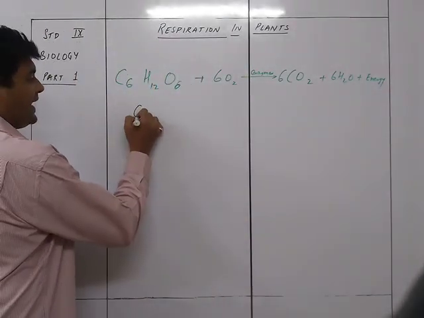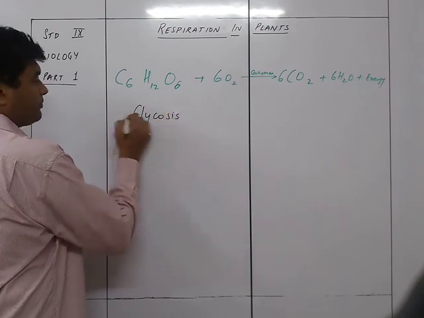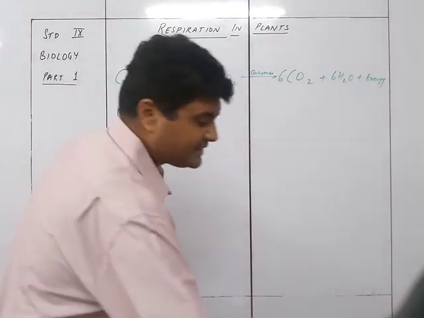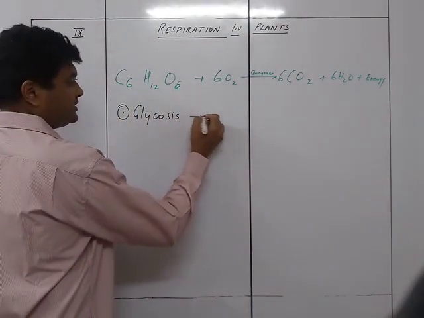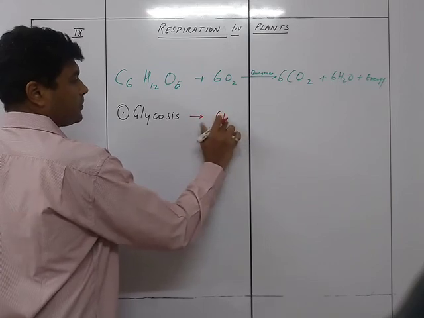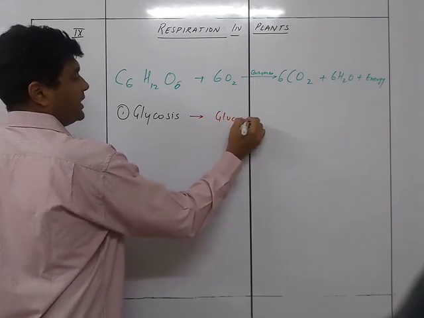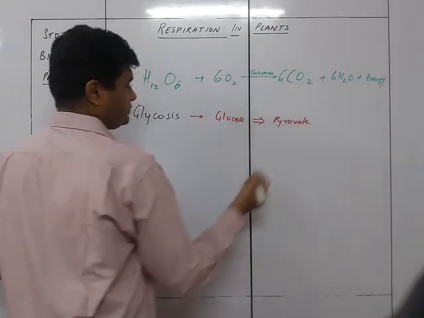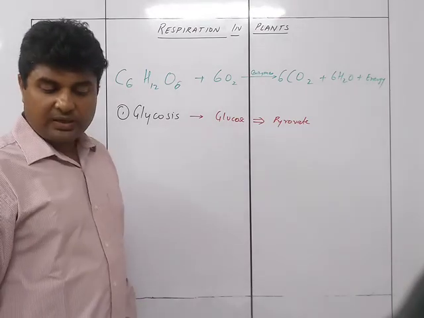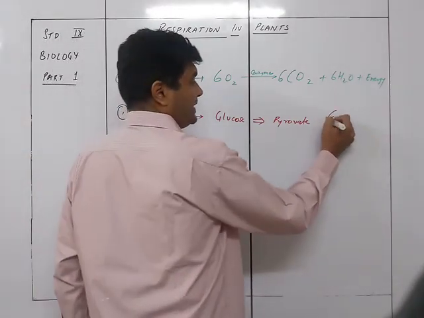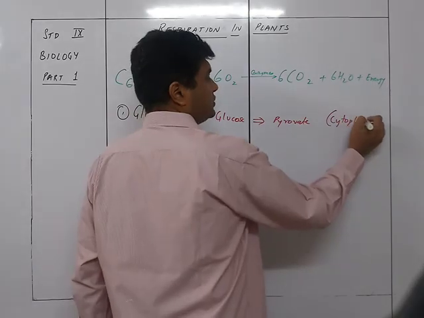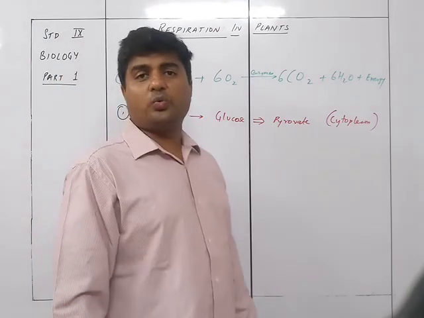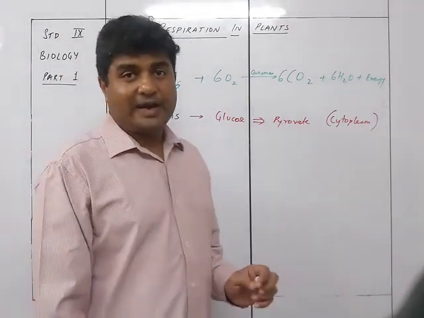One is glycolysis, the one in which the glucose gets converted into pyruvate. Okay, that is called glycolysis, and this occurs in the cytoplasm. So in the cytoplasm of the cell, this is going to take place, wherein the glucose is going to get converted into pyruvate.